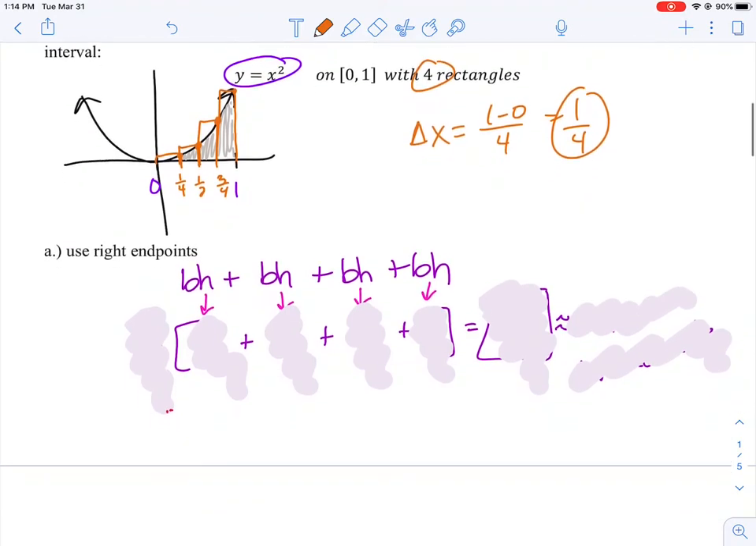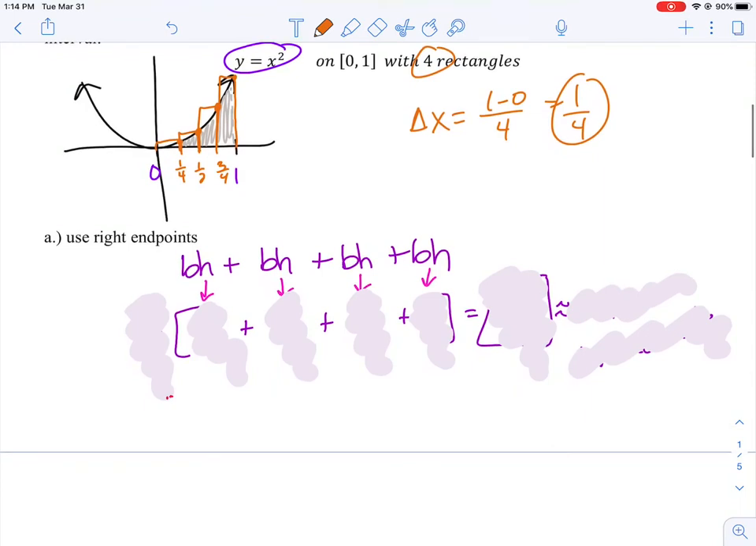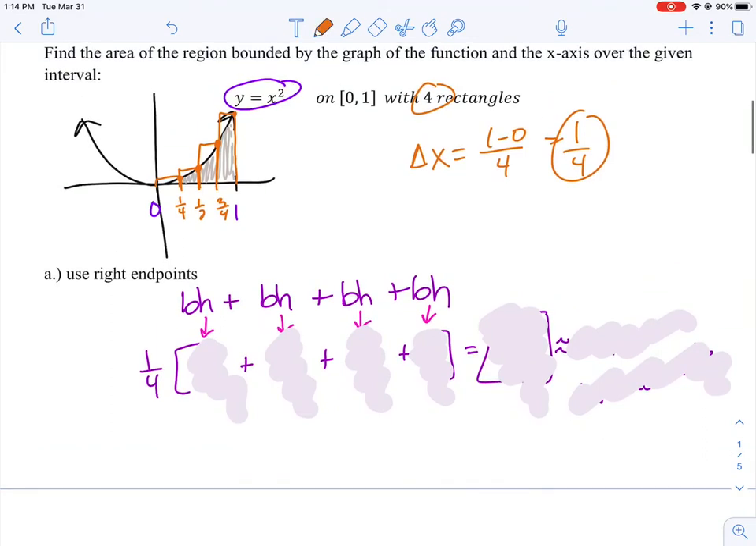All right, so we have to find the area of these four rectangles, base times height, base times height, base times height. If you notice, the base, the width of each of these rectangles, is going to be the same, right? They're all going to be 1/4. And so if all the bases are 1/4, can I GCF out that 1/4? And then all I have to do is figure out the height of these four different rectangles.